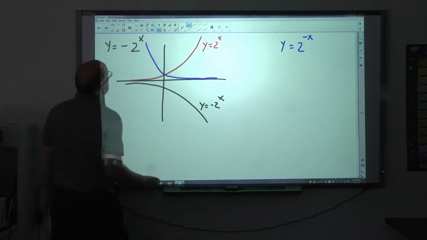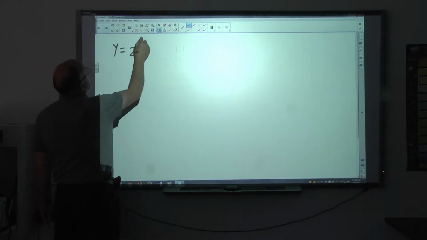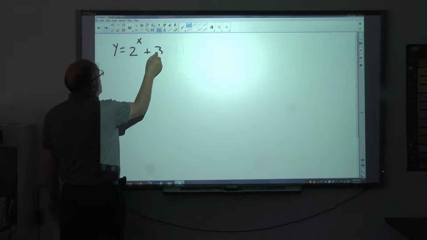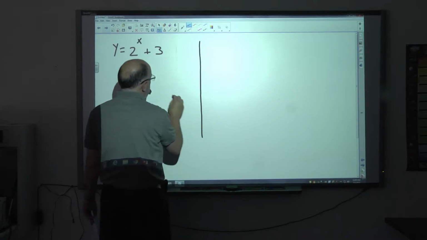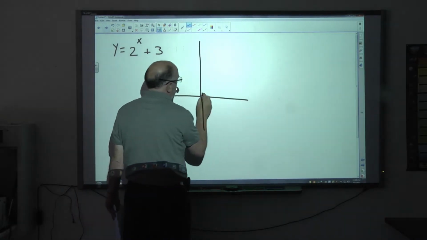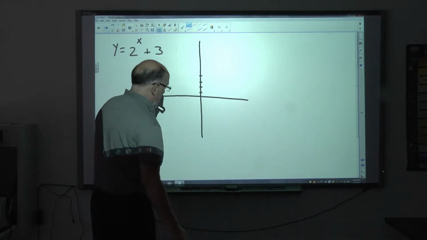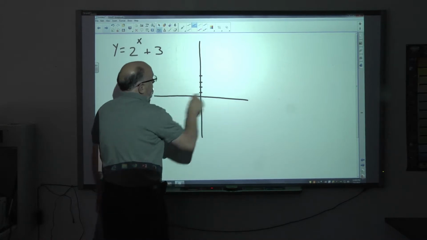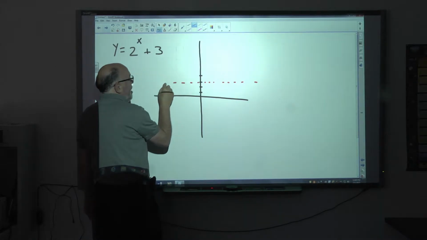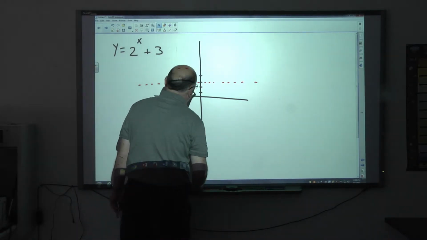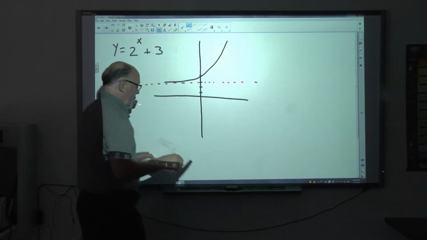Right? Other things we can do with the shape: if I had an equation like this, y equals 2 to the x plus 3, what that is going to do is take the entire graph and move it up 3 units. So the line that it didn't cross before was the x-axis, so now the new line that it will not cross is going to be at positive 3, and then we get the same shape, but now 3 units higher.